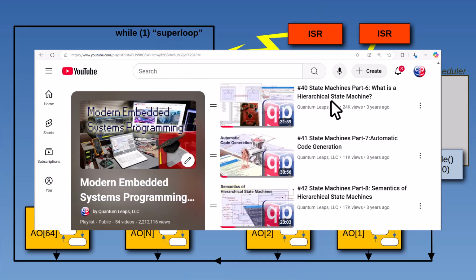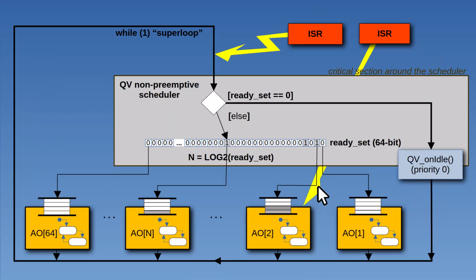This video course discussed state machines in the dedicated segment of lessons. The QV kernel still uses the ready-set bit mask, but now the ready bit is set when an event is posted to the corresponding active object's event queue and cleared only after the last event is removed from the queue. So this is the theory behind the non-preemptive QV kernel. But now I'd like to show you how to use it in practice.